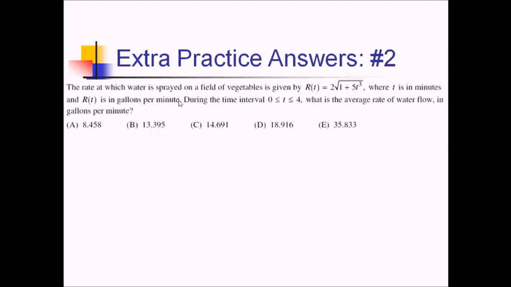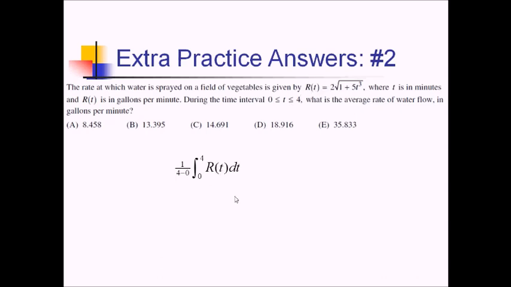For this problem, the rate at which water is sprayed on a field of vegetables is given by this R of t function. And during the time interval 0 to 4, we want to know the average rate of water flow in gallons per minute. So if I'm looking to average this function, which is what I'm doing because I want the average rate of water flow, we need to do the integral of this thing from 0 to 4 divided by the interval length. So that's going to be 1 over 4 minus 0, the interval length, times the integral from 0 to 4 of whatever we're trying to average, which in this case is this R of t function.